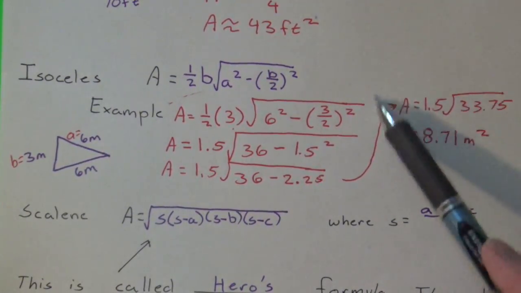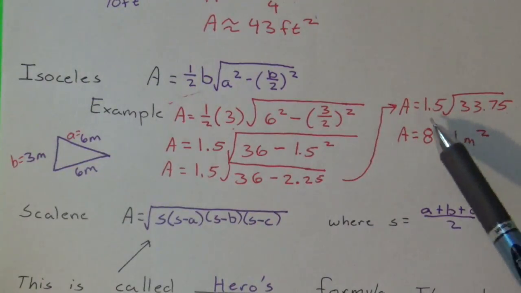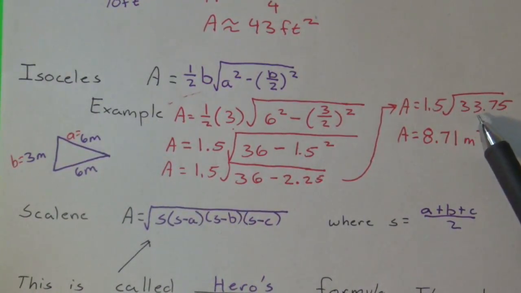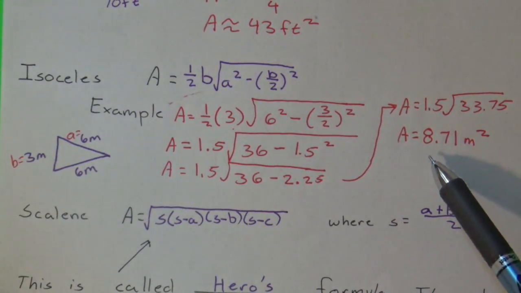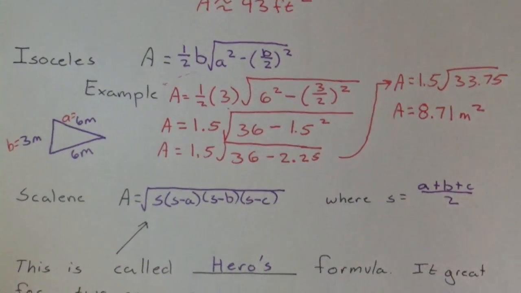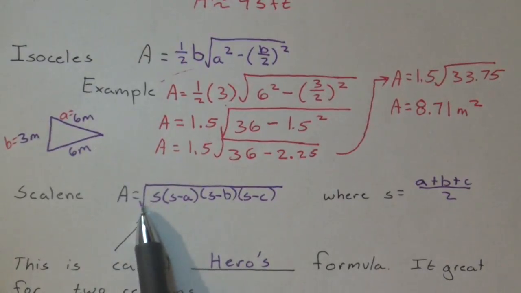33.75. This is about as far as you can take it on paper, unless you end up with a perfect square that you can use. But anyway, we have area is equal to 1.5 times the square root of 33.75. Work this out by using your calculator, and you end up getting about 8.71 meters squared.